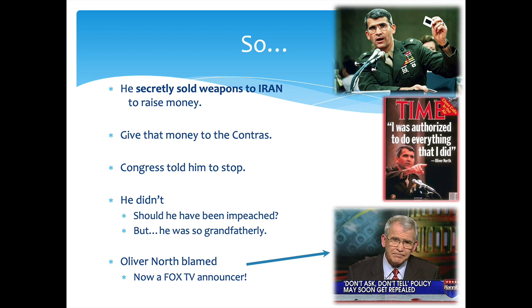Anyway, at the end of this, somebody had to go down for the Iran-Contra affair. And so a Marine by the name of Oliver North gets blamed for the whole thing.